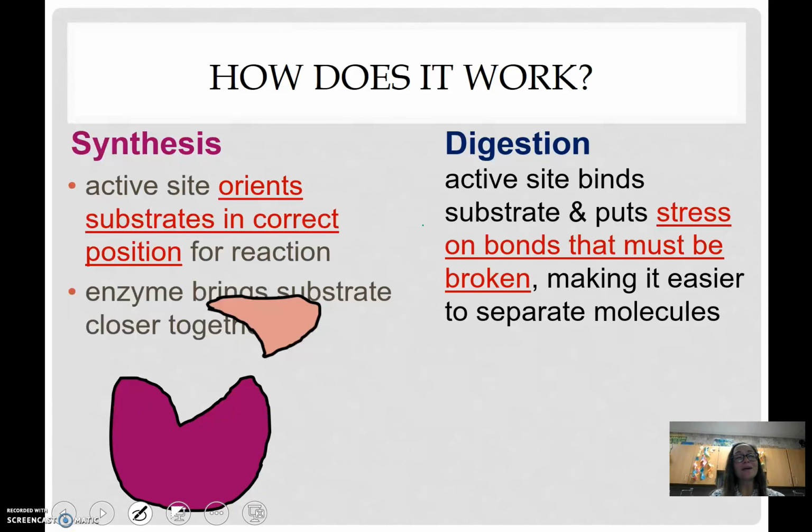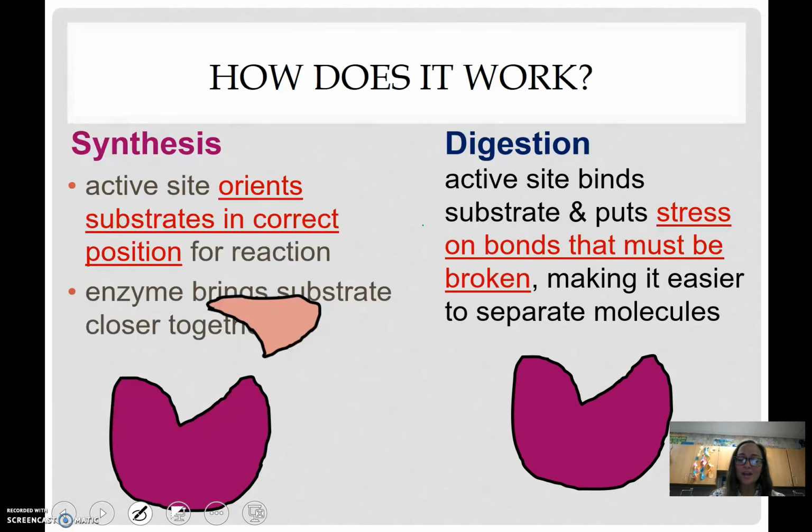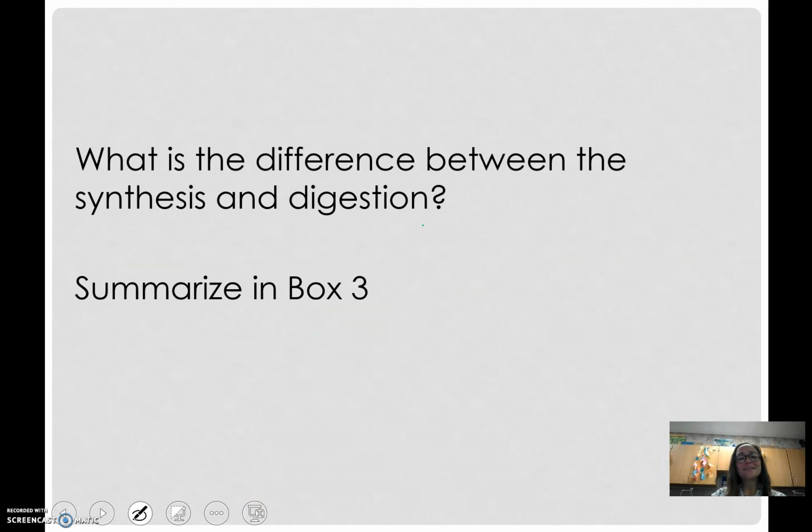And here, the active site, the enzyme, is going to put stress on the bonds that must be broken to separate the molecules. So now you have digestion. And those are our two options for what may happen in an active site. And that is your box number three.